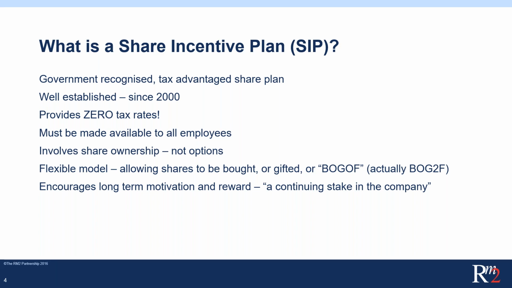There are obviously rules that you have to follow to get that level of tax advantage. So any SIP must be made available to all of the employees in the company, and it involves actual shares held in a trust rather than share options. Within the limits of those rules, however, the scheme is actually very flexible in the way it works, allowing shares to be gifted to employees or bought by them, and also incorporating a BOGOF arrangement, buy one, get one free. Actually, in this case, a buy one, get two free arrangement.